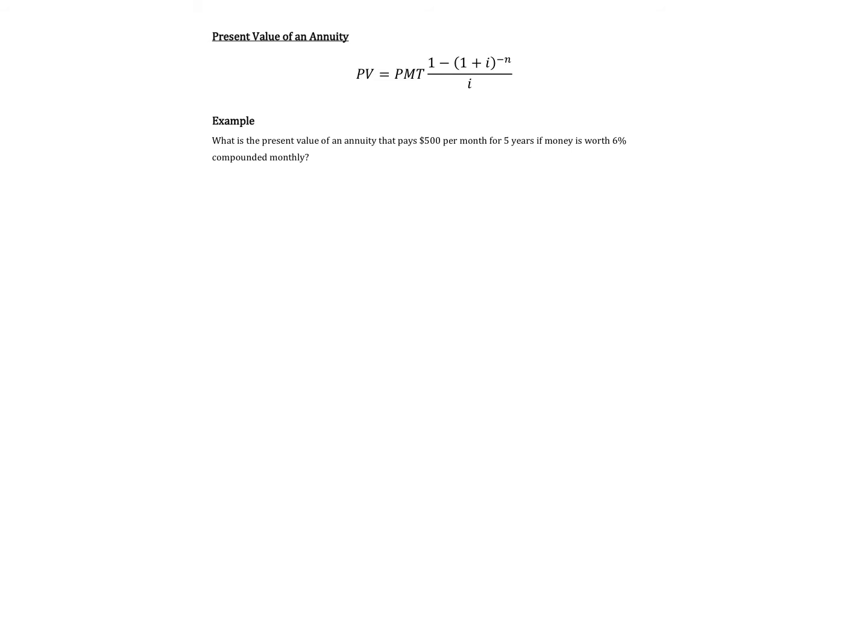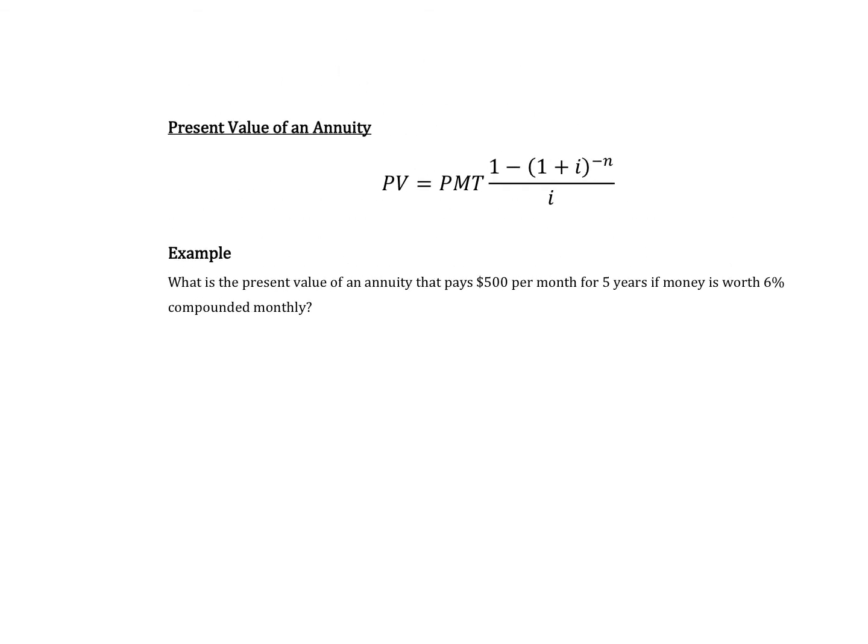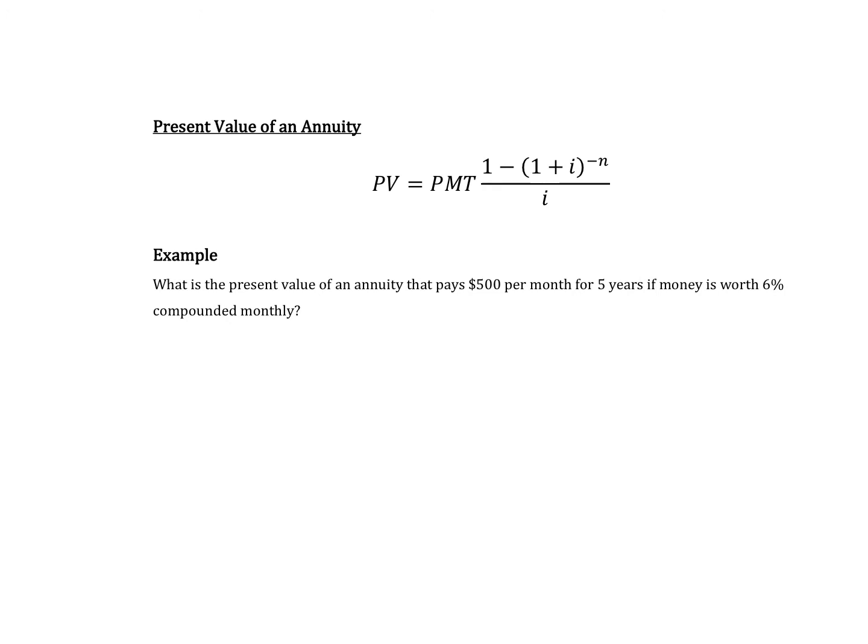What is the present value of an annuity that pays $500 per month for 5 years if money is worth 6% compounded monthly? Essentially, when you take out a loan, you have what we call the present value of your money. You're getting the money today, and you need to figure out the payments that come from that. So we're going to make payments of $500 per month. How much of a loan can I take out is what you're literally trying to calculate here.